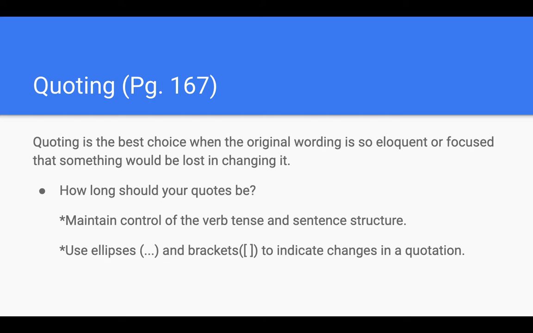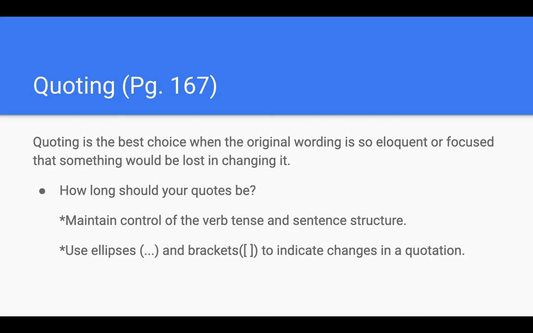Now, on page 167, we start our discussion of how to use a source specifically in a paper. Do you want to quote it? Do you want to summarize it? Do you want to paraphrase it? All 3 of these are options. Now, quoting is the best choice, and by quoting, I mean using the author's direct words and language. Quoting is the best choice when the original wording is so eloquent, you like the way they wrote something, or it's focused, that if you were to change the quote and not use the author's direct words, something would be lost. You need those words the way they're written.